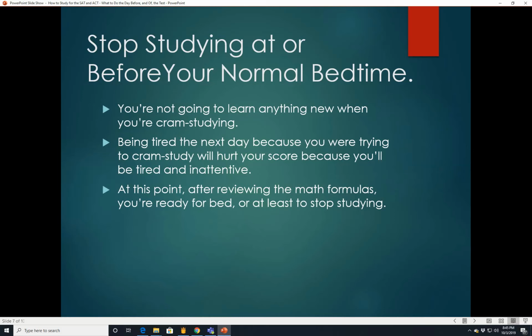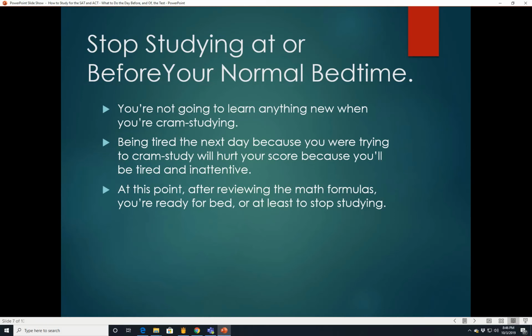So, speaking of studying, stop studying at or before your normal bedtime. You're not going to learn anything new when you're cram studying. Cram studying is notoriously ineffective, one, because your brain actually can only learn so much at once. There's proteins, etc., that your brain makes when you're learning, and there's a limit to how fast it can make the protein, how much of it at any given time. So at some point, you're just not going to learn anymore.